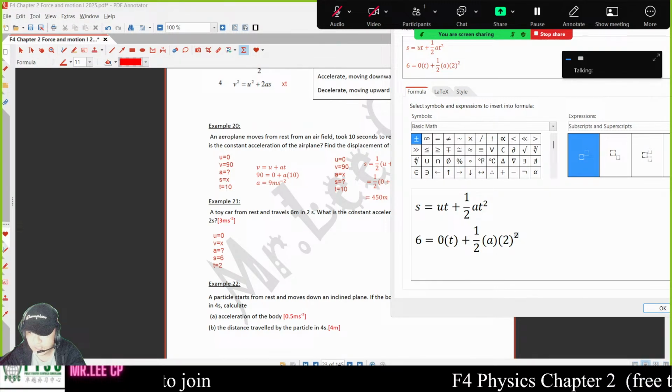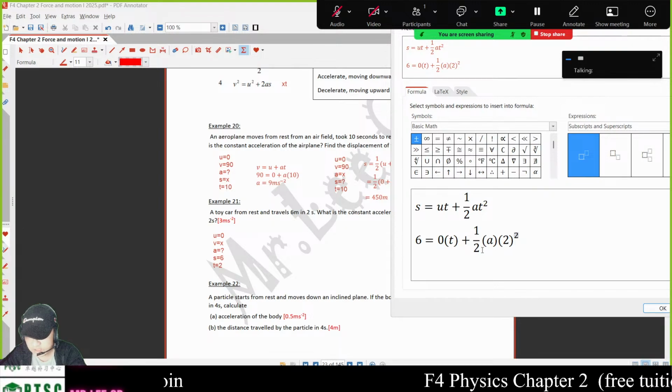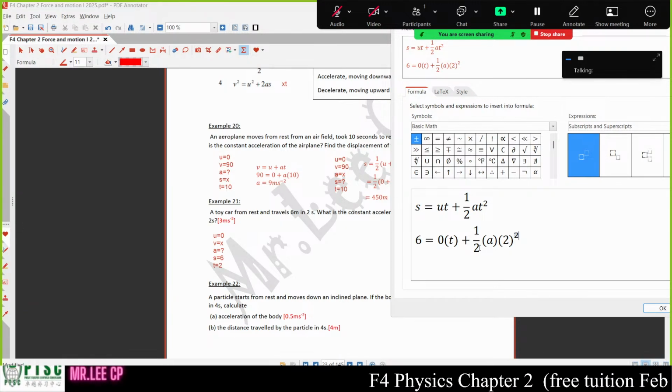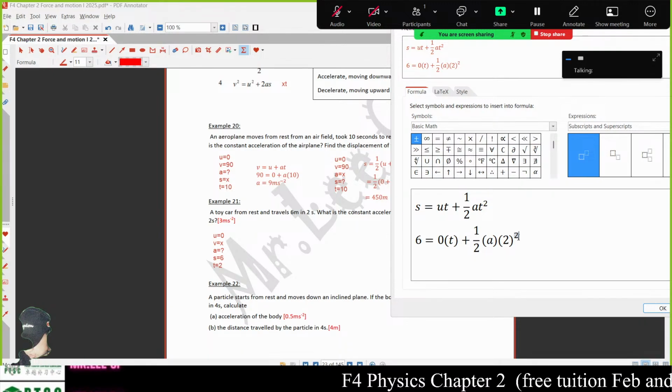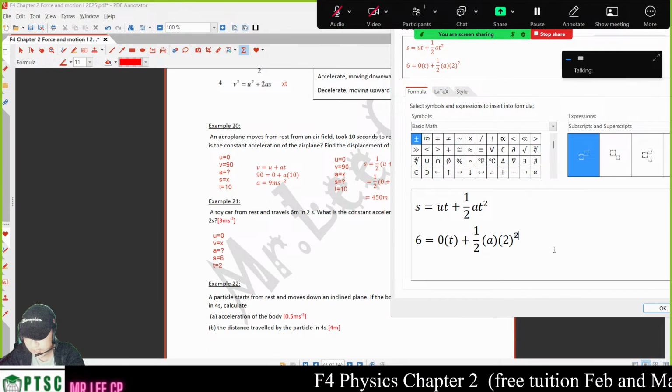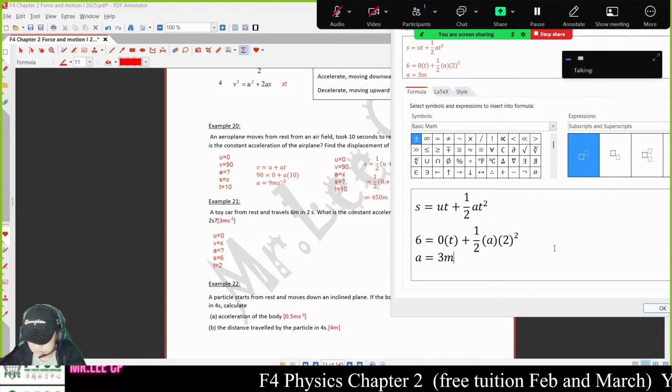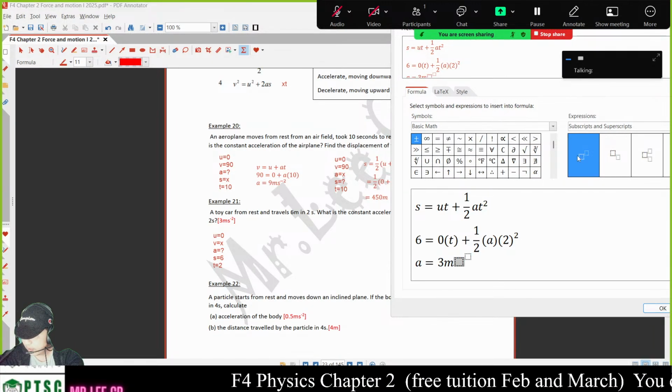Okay, 6 is equal to 0. This 0 you don't need to care. So this is 2. This is half. This is 4. Right? This one cancel. Left 2. 2A is equal to 6. So A is equal to 6 divided by 2. It is 3 ms negative 2. The unit must be correct.